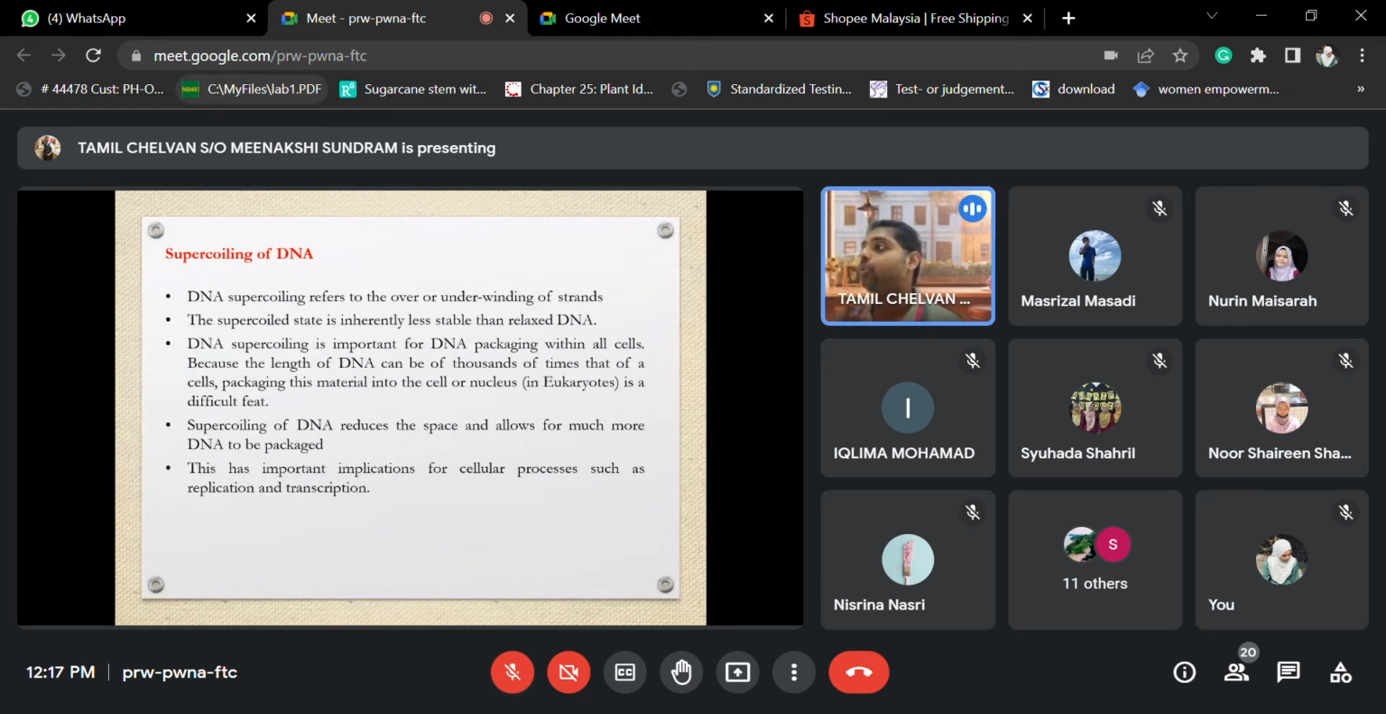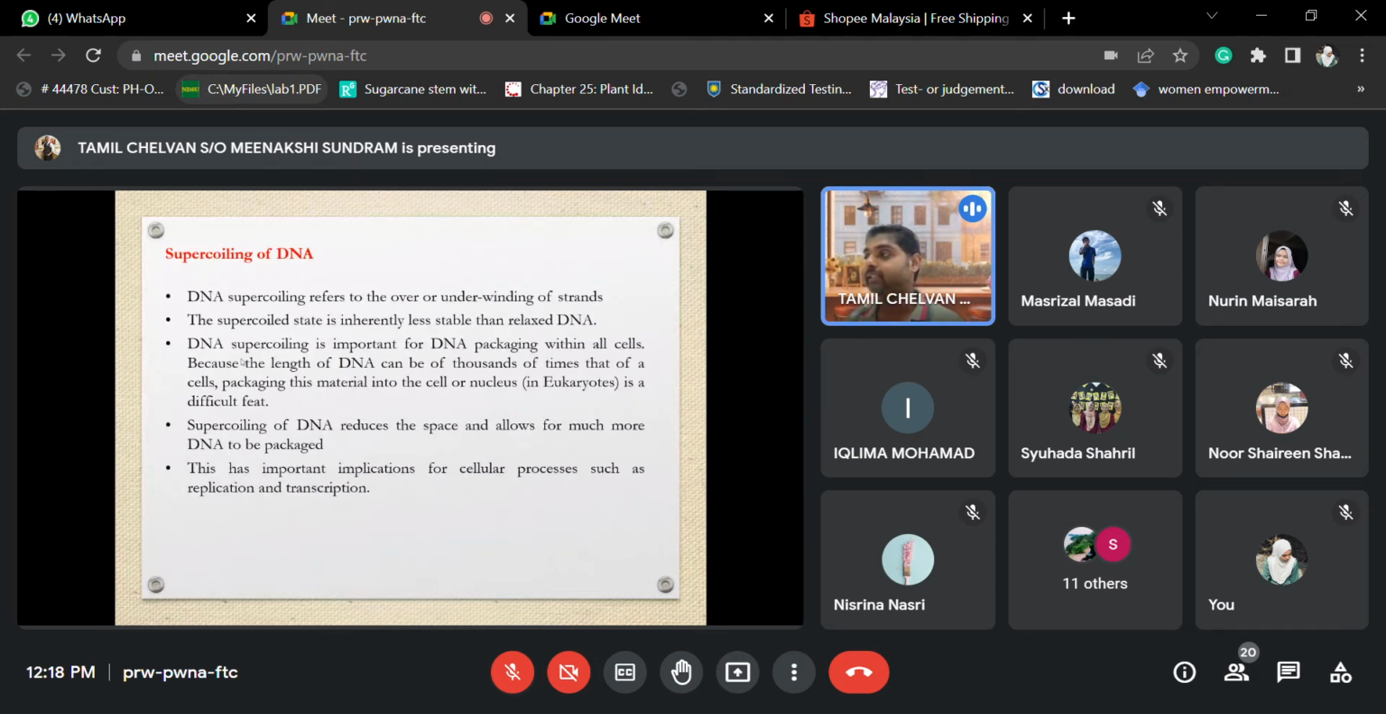Okay, DNA supercoiling refers to the over or under winding of the strand. The supercoiled state is inherently less stable than relaxed DNA. Okay, it is less stable, it has coiled once, but it is less stable, so it can open back again. Okay, not the thread, the pair of DNA strands. DNA supercoiling is important for DNA packaging within all cells because the length of DNA can be thousands of times that of the cell. So, it can be very long, so it has to be gathered. Like when you have a thread, you cannot leave it open long, you have to roll it up, it rolls itself.